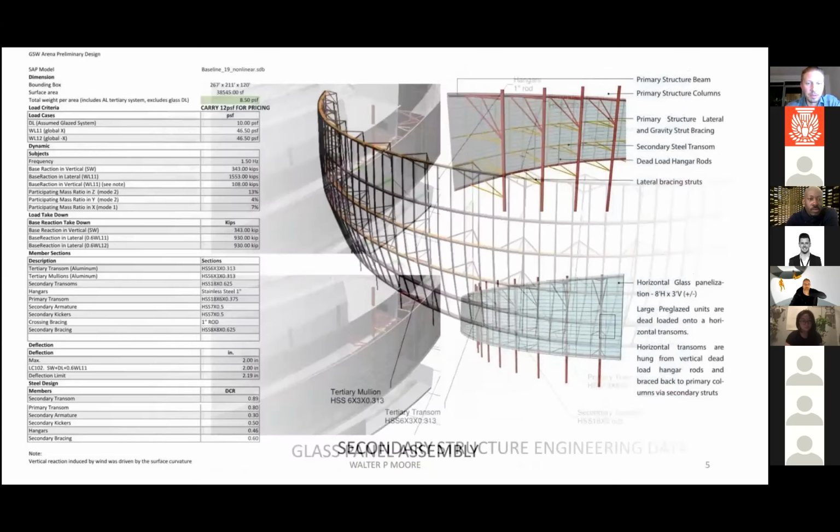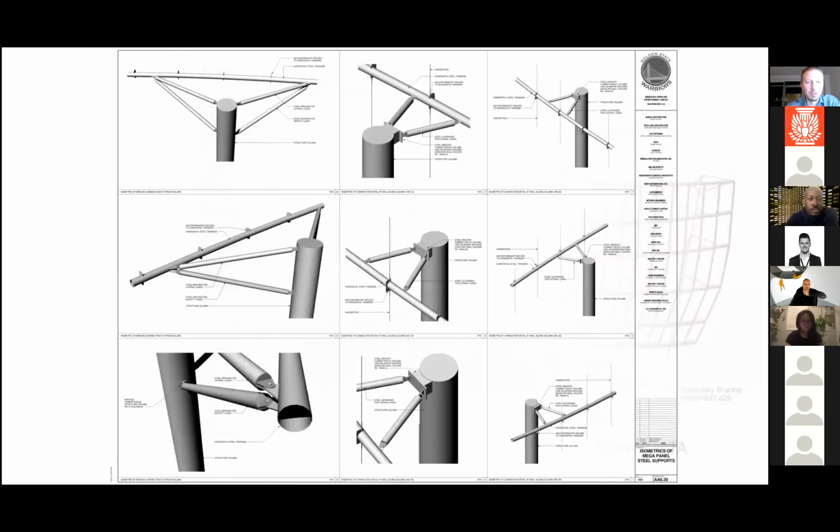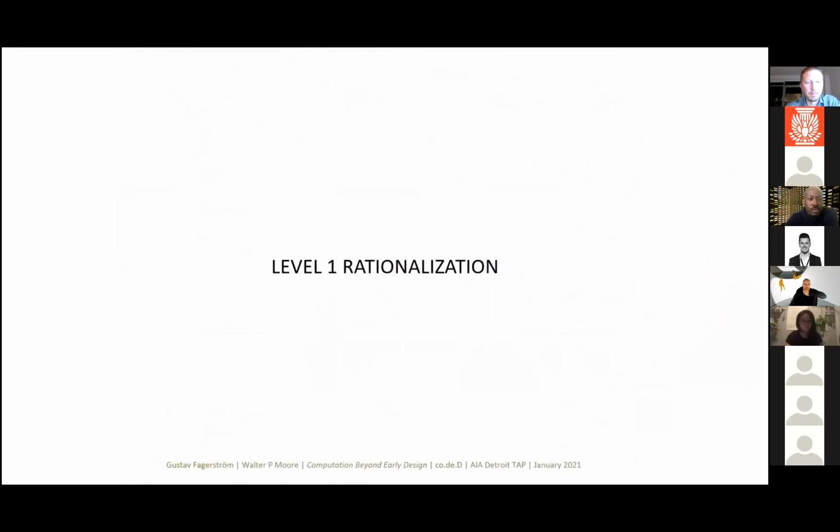I'm going to skip this in the interest of time. That too, this is more of a deep dive into what the engineering of the secondary system does, and I think we can skip past that. So these are some vignettes in early submissions just to show assembly logic of the secondary structure in a drawing format.